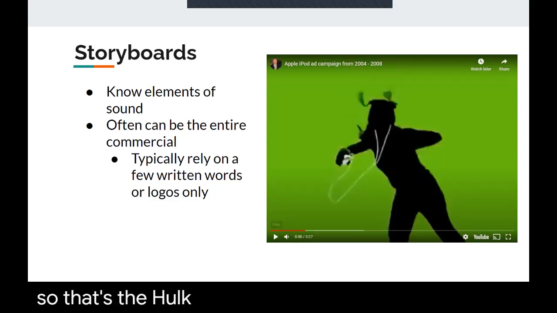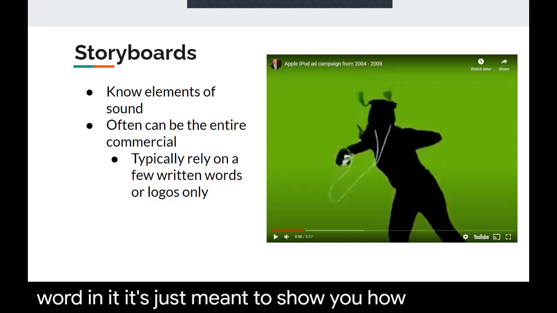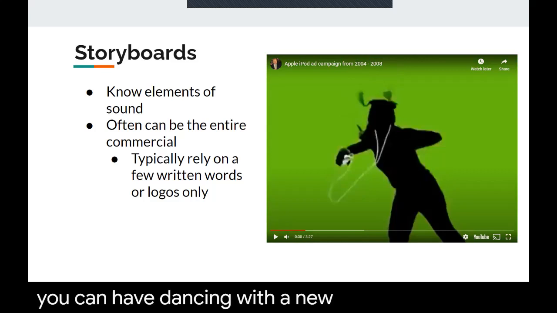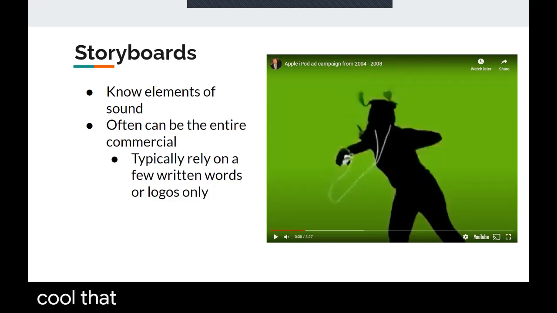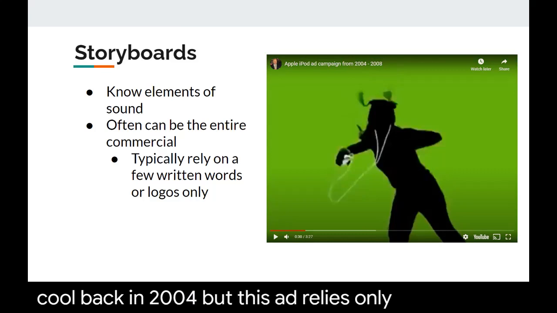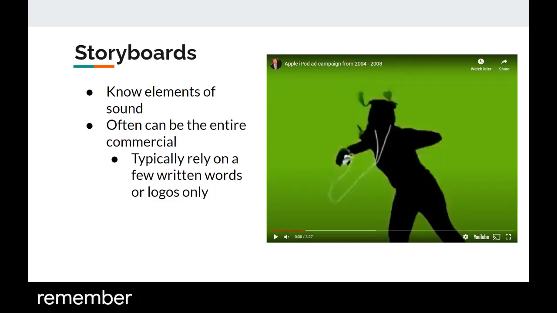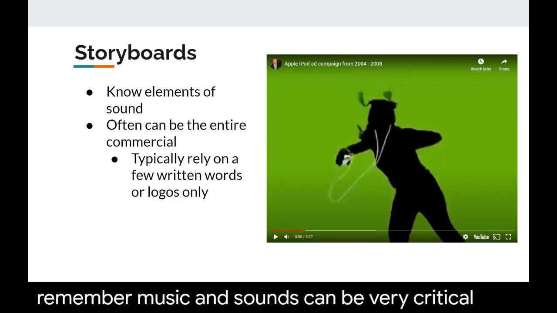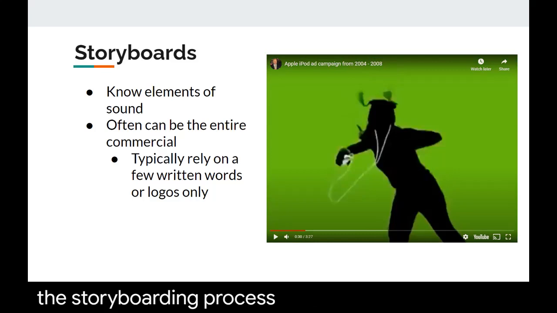So that's the whole commercial. There's never a spoken word in it. It's just meant to show you how much fun you can have dancing with a new iPod, which was so cool back in 2004. But this ad relies only on music. So remember, music and sounds can be very critical to the storyboarding process of commercials.